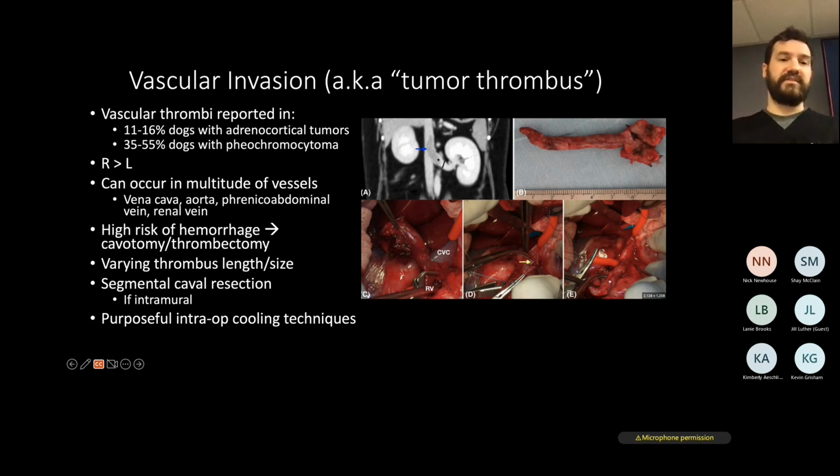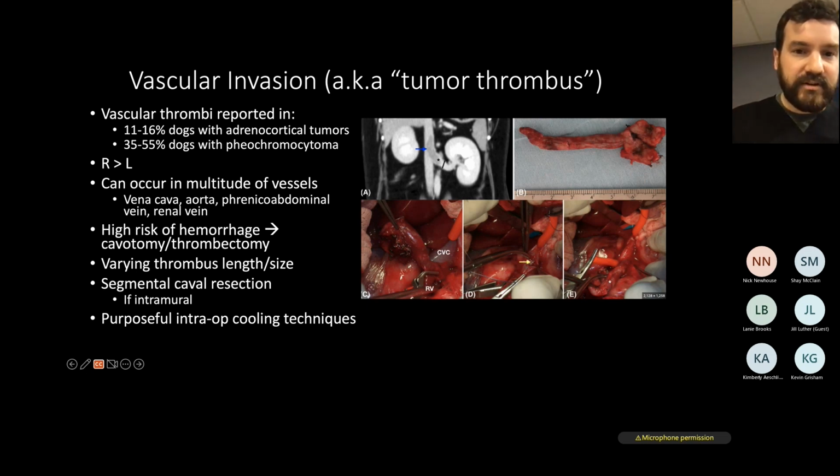Regardless, if we're going into one of these vessels, it does carry a high risk of hemorrhage. And so we have to be very mindful of that. On top of that, we know that these are more likely to be pheochromocytomas. And so any excessive manipulation of that tumor thrombus can potentially destabilize our patients even more.